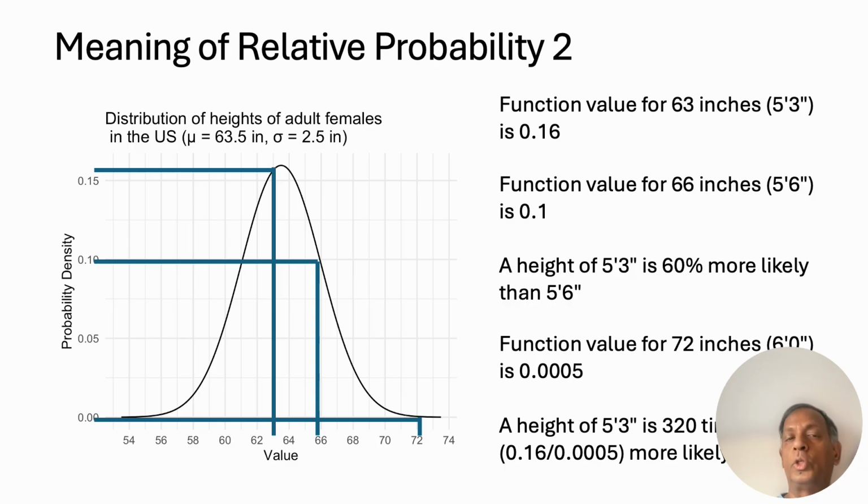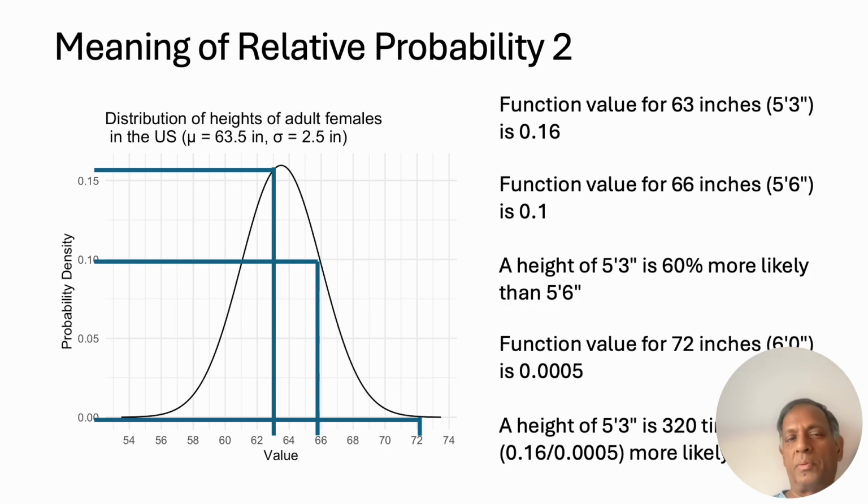Okay, so you will see a tall person, a 5 feet 3 person, 320 times more often than you will see a 6 foot tall woman. That's what the distribution says, and that's what you can get from the distribution and the height of the function. Once again I emphasize, the heights of a probability density function don't give you the probabilities, they only give you the relative probabilities.